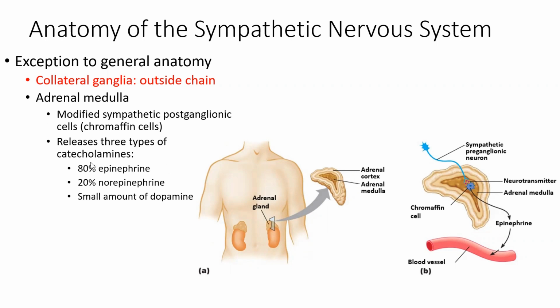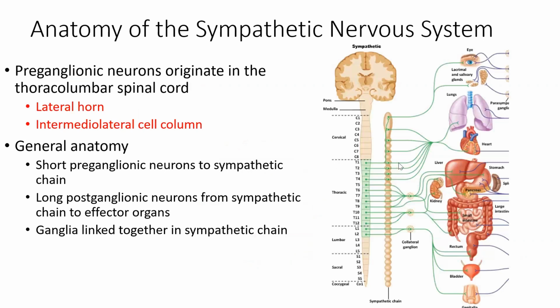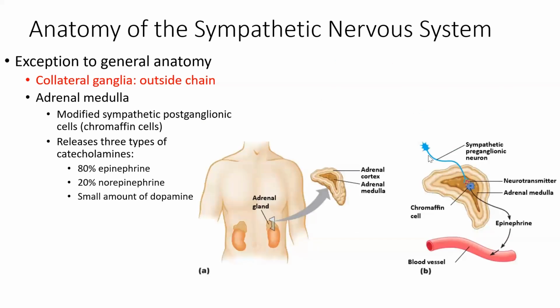So when these chromaffin cells release epinephrine into the blood, we call that a hormone. But if we had one of these postganglionic cells release that epinephrine at a synapse, that would be called a neurotransmitter, all right? And so just to reiterate, this is the third route of communication. And this is what allows the sympathetic nervous system to be so quick in its response, to have such a nimble response.